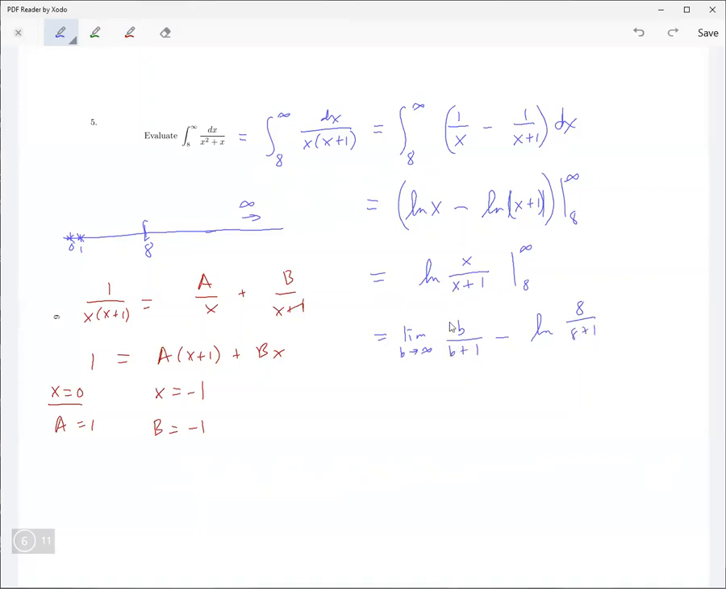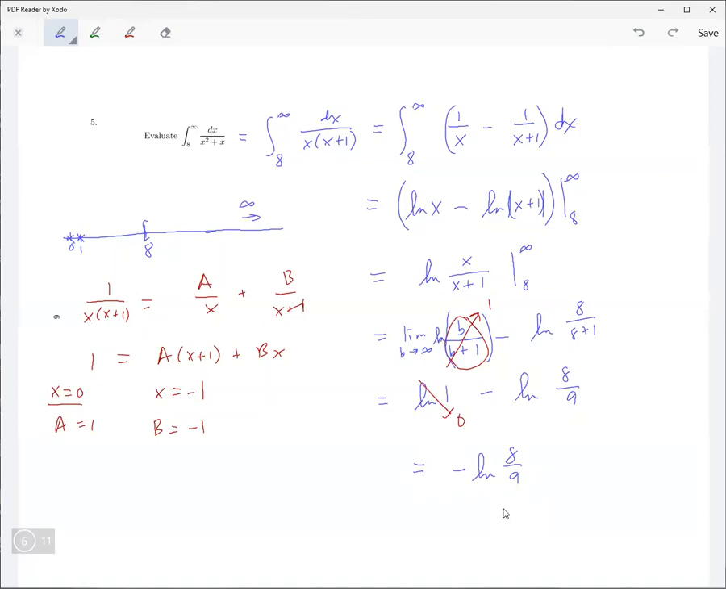As b goes to infinity, this goes to 1. Wait, I left the log off. This inside part here goes to 1, so this goes to log 1. And log 1 is 0. Okay, so the answer here would be negative log 8 over 9.